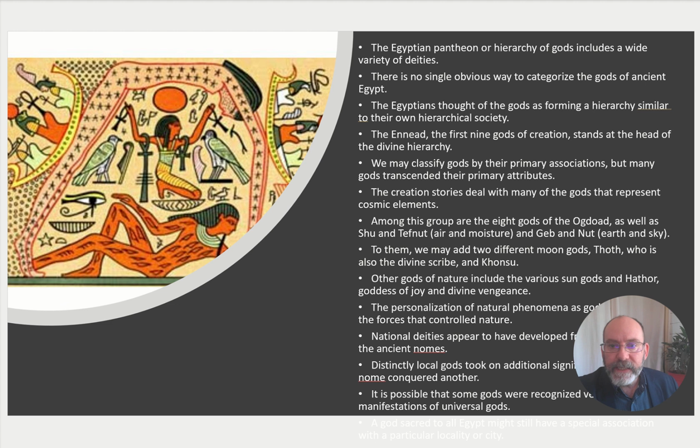So there is this hierarchy of gods. There's no single obvious way to categorize the gods of ancient Egypt. And part of that is because they're always changing so much. And especially once you get to the Hellenistic period, when they start to export specific gods and those mythologies, they really change their nature.